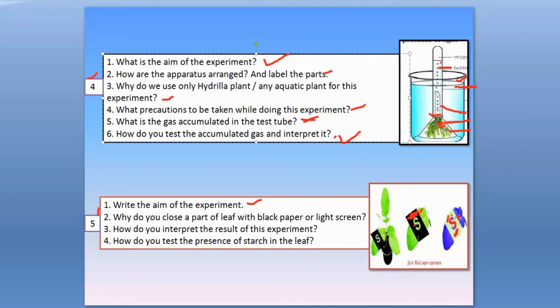So the open part received the sunlight and prepared starch. The part that did not receive light does not turn blue, because it did not prepare starch. In this way, we can conclude that light is essential for photosynthesis. How do you test the presence of starch in the leaf? By adding iodine reagent to both parts, the covered part and the open part. The covered part does not turn blue, whereas the open part turns blue. This indicates that light is essential for photosynthesis.